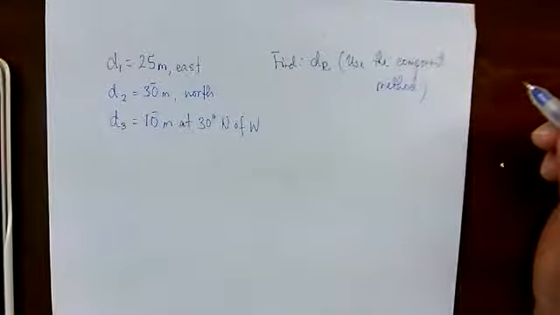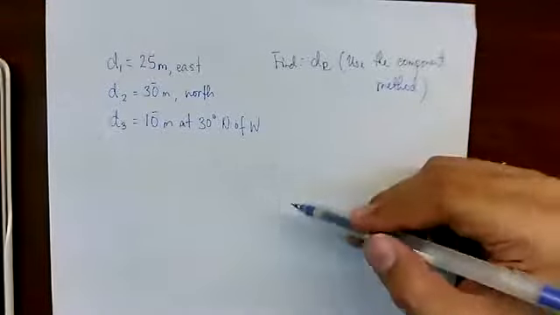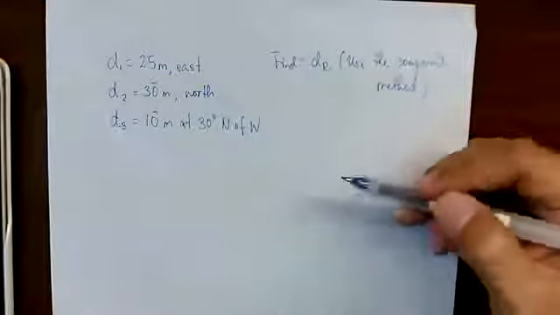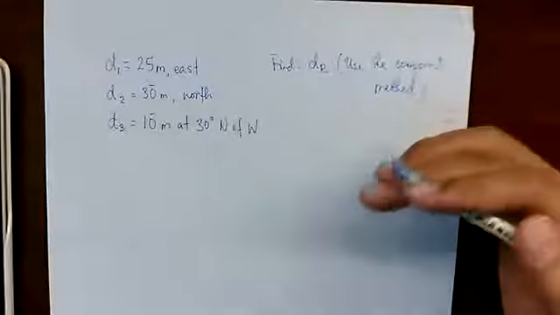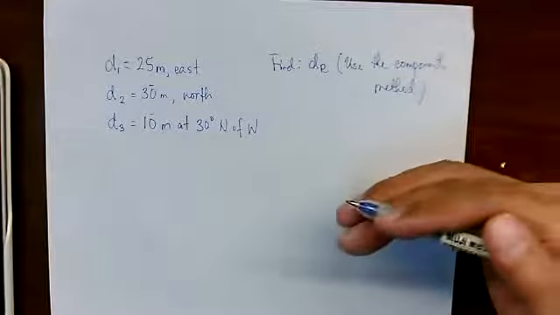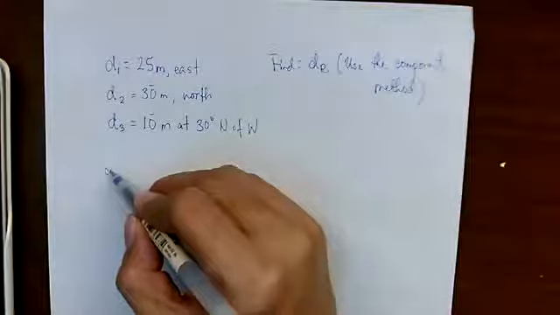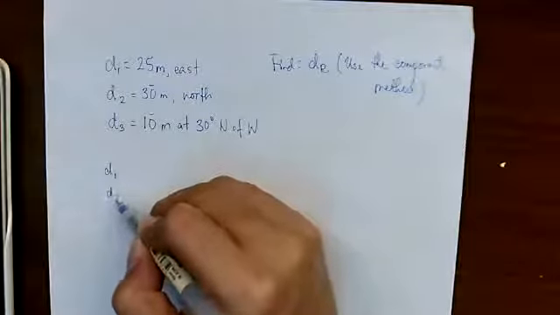Okay, so the first thing that we have to do is to tabulate this, because the component method that we are using is the tabulation method. There's no need for us to do scaling because this is the component method. So we tabulate D1, D2, D3.